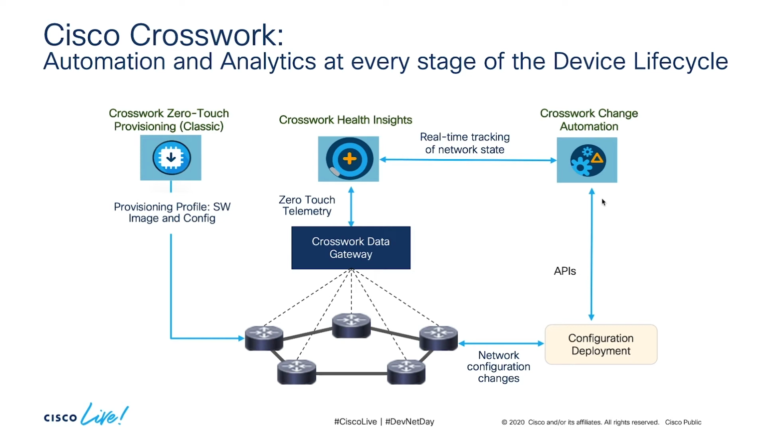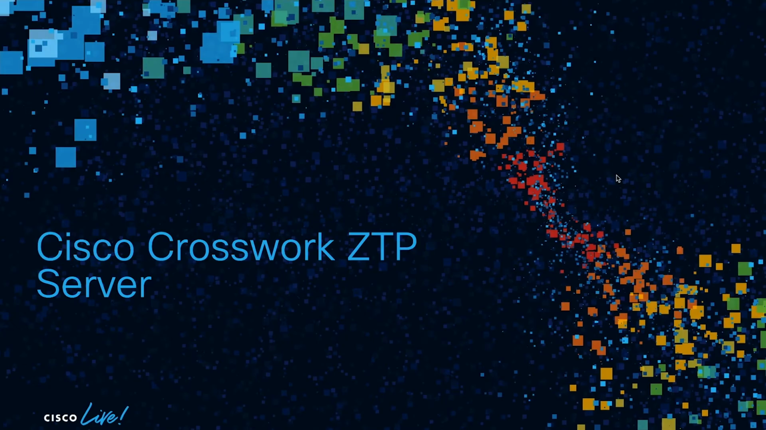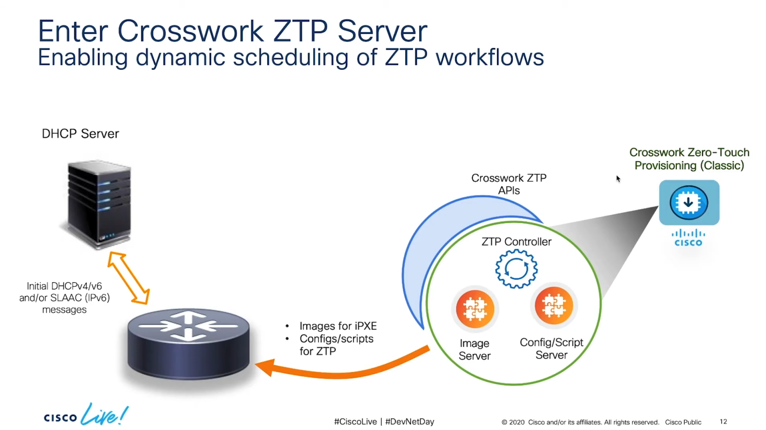Now with the 3.2 release, it supports the classic version of zero touch provisioning in XR. Bear in mind that there is a secure ZTP version that is about to come in the near future. So what does the Cisco Crosswork ZTP server do? We looked at the basic ZTP workflow. We typically need a DHCP server and a passive web server, and that is enough.